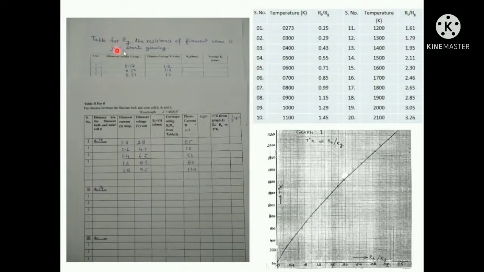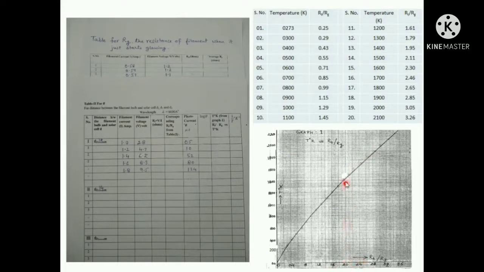So we have noted down these tables. The first table is for the just glow position. We have noted down the current as well as the voltage, so we can calculate Rg from it. This Rg will be used to calculate RT upon Rg and finally the temperature. For the second set, we fix the distance between the two and then take the filament voltage V, current I and the photocurrent. From V and I, we calculate RT, that is the resistance at some temperature, then RT upon Rg, and either by using this table or by using this graph, we calculate the absolute temperature.